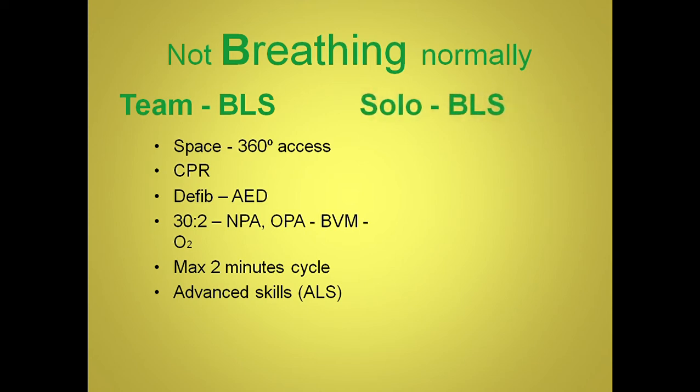But if you're solo, the BLS will take a slightly different turn. So if you're on your own, the first thing you need to do once you've established a person is not breathing normally is get that extra help. So dialing 999, phoning up, using your radio, whatever system you've got in place, you need to get that extra help. And this comes from the Resuscitation Council, and when they talk about the chain of survival, the first link in the chain is early recognition and call for help. So that's what we need to do.